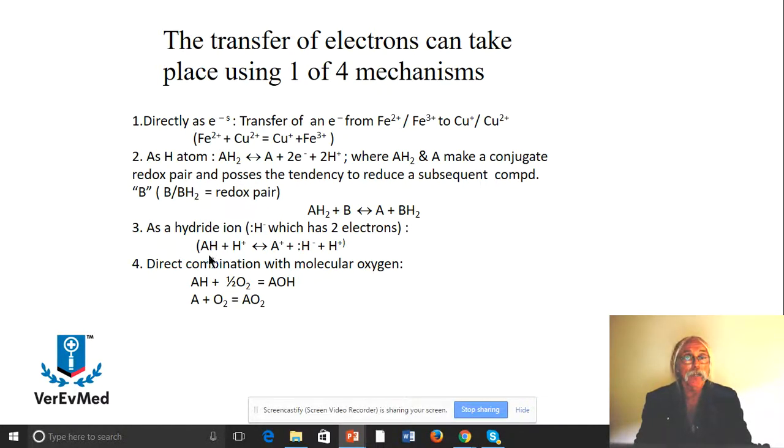So again, you've got the reduced substrate. You react it with a proton, and now you've made the oxidized product. You've got the hydride and the proton. Okay, so that's where you're at with that. This proton can come from various sources.